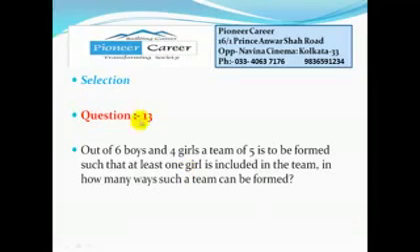Question number 13. Out of 6 boys and 4 girls, a team of 5 is to be formed such that at least one girl is included in the team. In how many ways such a team can be formed? So a given condition is that at least one girl is included. So number of girls may be more than 1, but minimum number of girls in the team is 1.